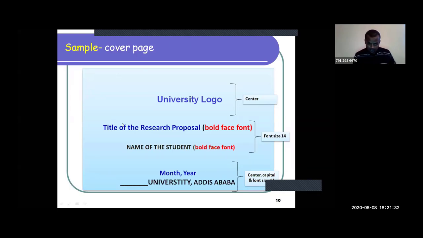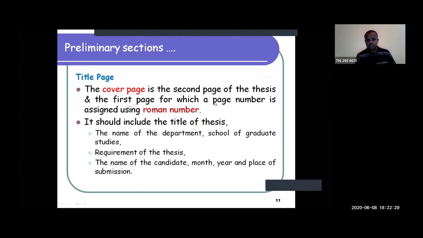Let's observe how these preliminary sections include all these aspects. Imagine this is a sample cover page format. At the top center, we usually expect the university logo. Subsequently, we also include in bold letters the title of the proposal, if it is a proposal, and then the name of the student, month, year, and university. While writing the title, the title and the student name need to be in bold font size 40, centered, and capitalized. This is what is referred to as the cover page.